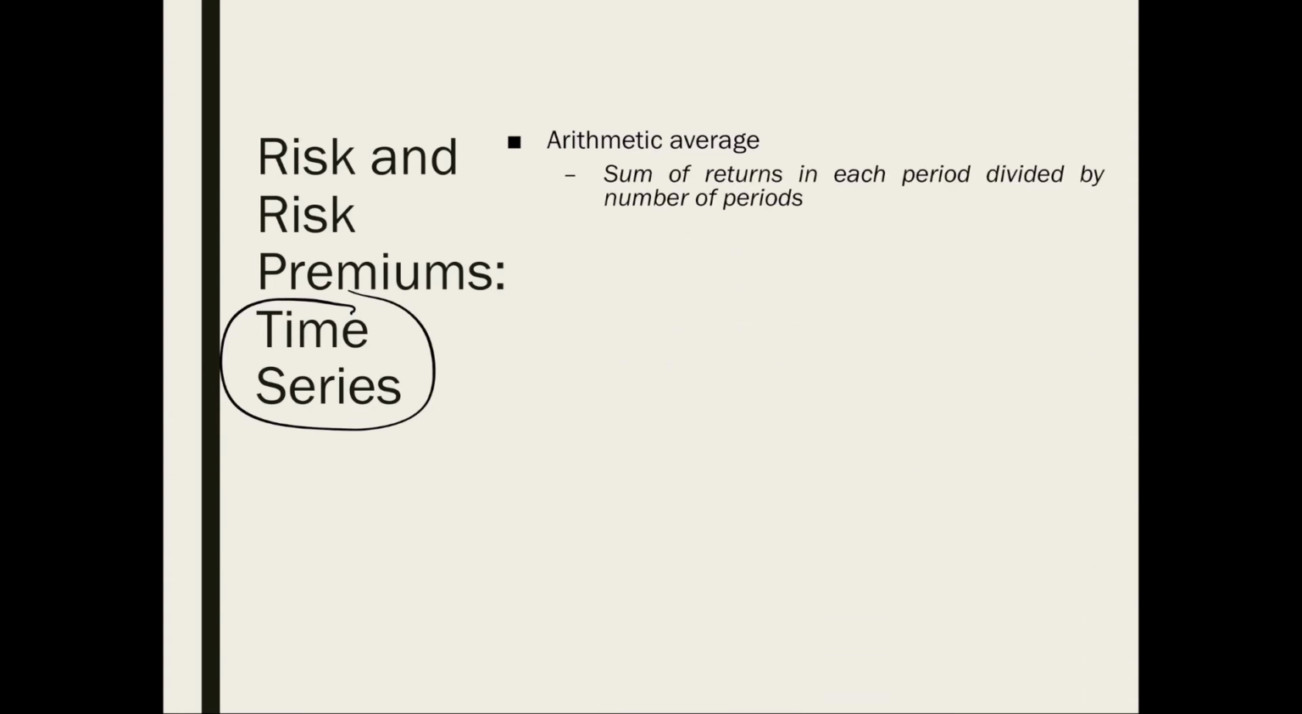So before we can get into a time series analysis, the first thing that we need to do is be able to calculate an average. So how do I calculate an average within time series? There's two ways. The first is calculating the arithmetic average. The arithmetic average is simply the sum of the returns in each period divided by the number of periods. So each observation is treated equally, assigned an equal weight.